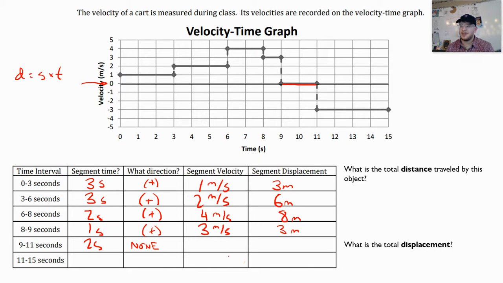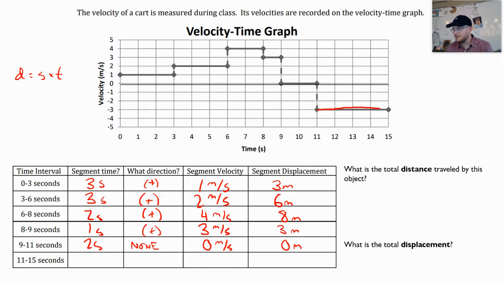Okay. You're not heading in any direction. What's your velocity? Well, if you're not moving, your velocity is 0 meters per second. And if you're not moving, what's your displacement? 0, because you didn't go anywhere. All right, so anytime it's 0, there's no direction, there's no velocity, there's no displacement. All right, that's for velocity. And then let's look at this last leg.